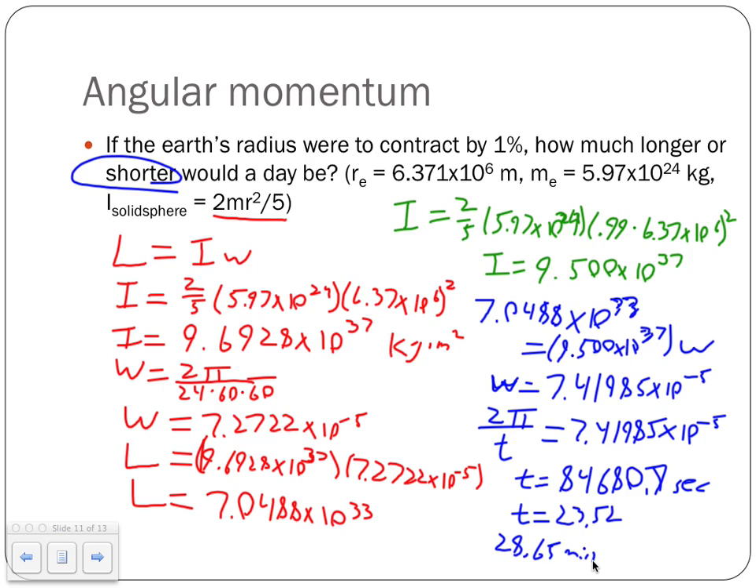if the Earth were to contract its radius by 1%. Even a very small change in the Earth's radius makes a noticeable difference in the length of the day. And so sig fig wise, I guess all these are constants, except for the 1%. So I guess maybe 30 minutes would be your best answer if you're doing this in minutes here. But that would be a way that we could sort of see that angular momentum is conserved.